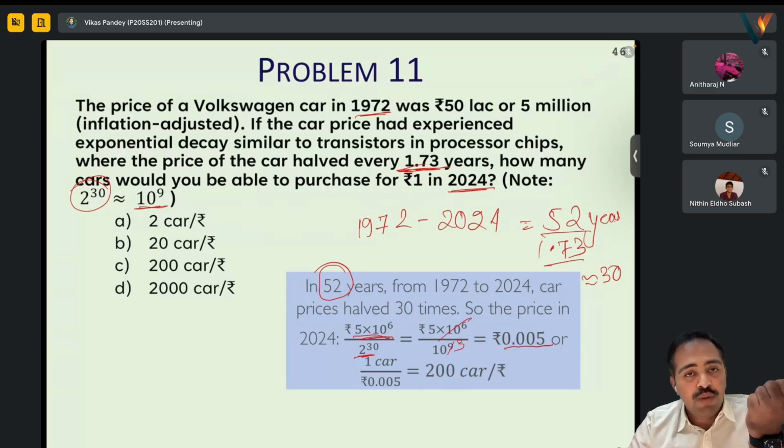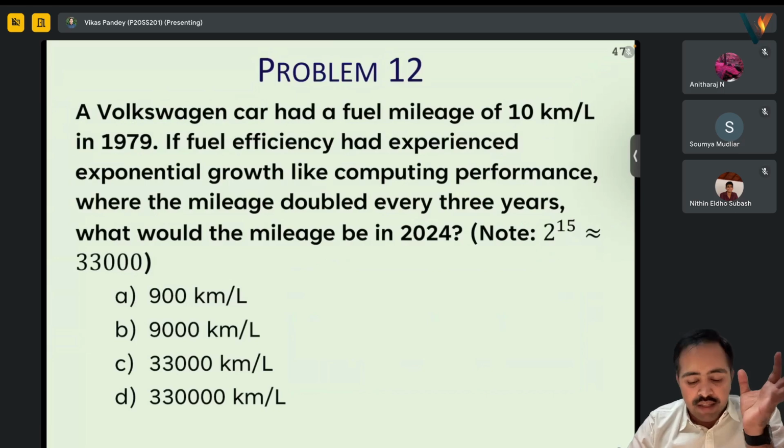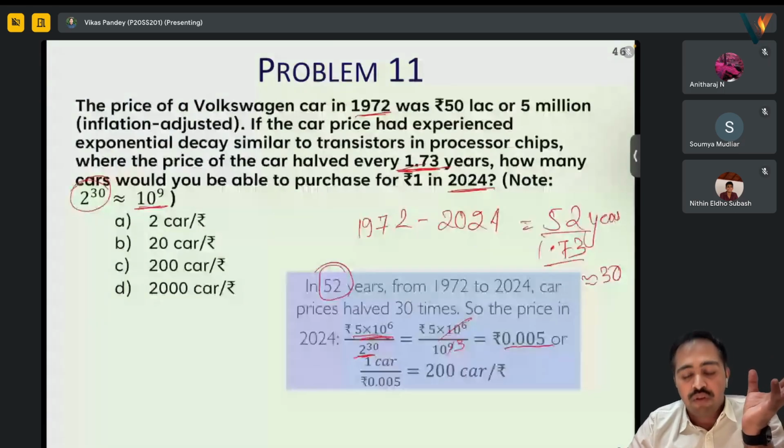Okay, so let's go to the next question, which is very similar to this but in other terms. That is, a car that had a fuel mileage of 10 kilometer per liter.